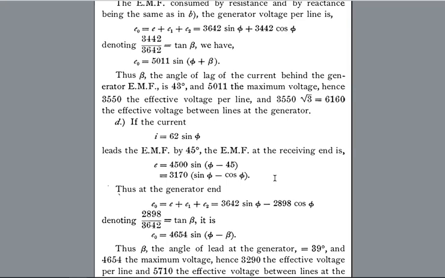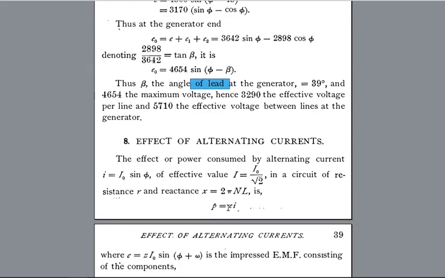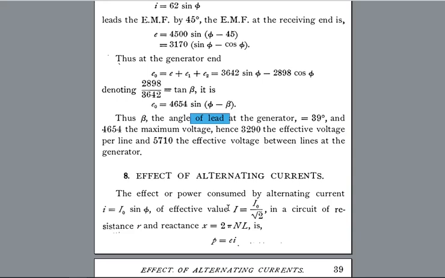Thus, at the generator end, E0 equals E plus E1 plus E2 equals 3,642 sine phi minus 2,898 cosine phi. Denoting 2,898 over 3,642 equals tangent beta, it is E0 equals 4,654 sine of (phi minus beta). Thus, beta, the angle of lead at the generator, is 39 degrees, and 4,654 the maximum voltage, hence 3,290 the effective voltage per line, and 5,710 the effective voltage between the lines at the generator.